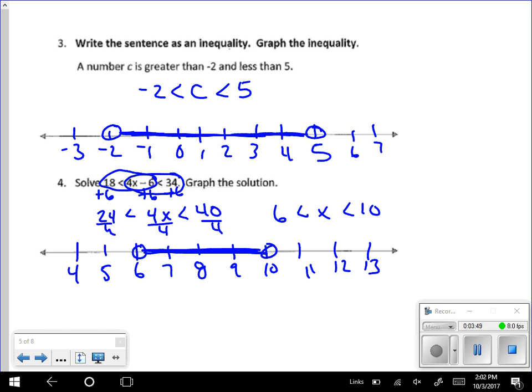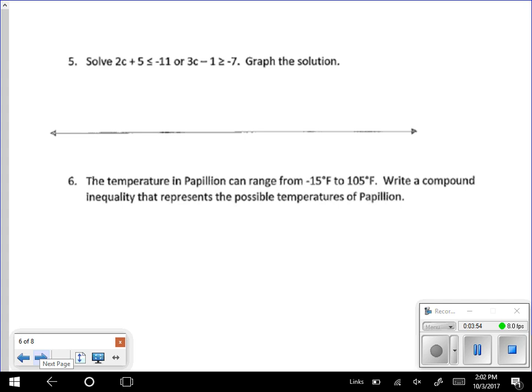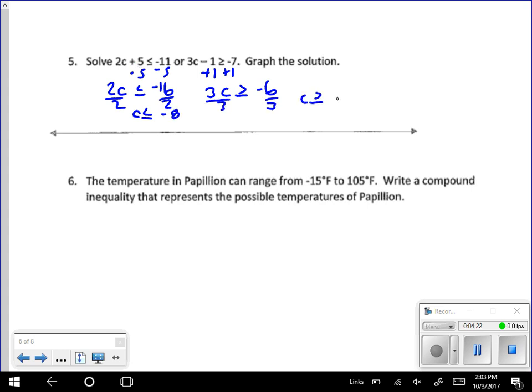Awesome. So hopefully those you had a good handle on. This next one was a little bit of a story. Oh, we have this one. We have an or finally on our problem. So we have two things we have to solve here. Remember what our ors should look like. They should go in opposite directions. So I'm going to subtract 5 from both sides. I get negative 16. Add 1 here. So I get negative 6. Divide by 2. C is less than or equal to negative 8. Divide by 3. C is greater than or equal to negative 2.